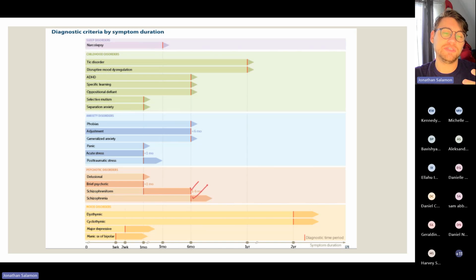Schizophreniform versus schizophrenia is mostly a timing thing. Schizophreniform is like schizophrenia light. Please remember the difference between bipolar disorder and the schizophrenic disorders: in bipolar disorder, your mood and actions are congruent. In schizophrenia, you will be either really depressed but still super active, or super manic but at home not doing anything, right? Your actions and your mood don't match in schizophrenia.